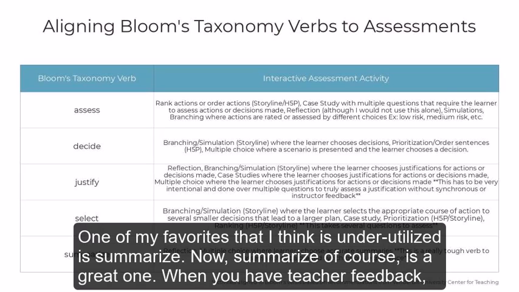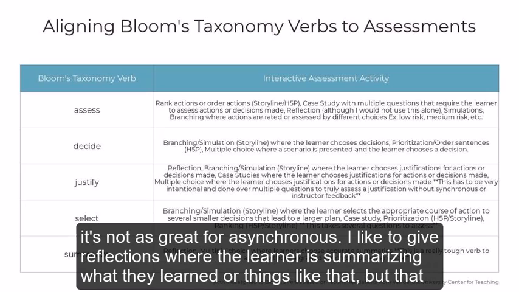One of my favorites that I think is underutilized is summarize. Now summarize, of course, is a great one. When you have teacher feedback, it's not as great for asynchronous.